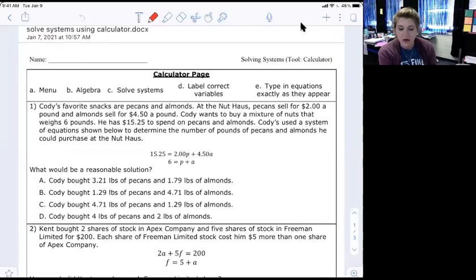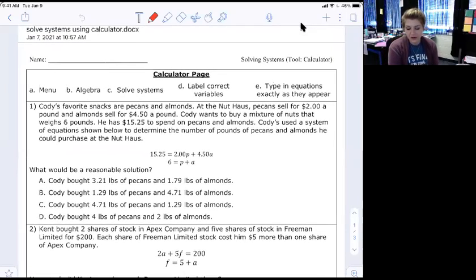It's not hard. I have the calculator steps up at the top. So if you forget them, they're going to be right here. So go ahead, moving on to this next page. I'm going to show you how to do this in the calculator. Again, super easy. You just have to read, okay?